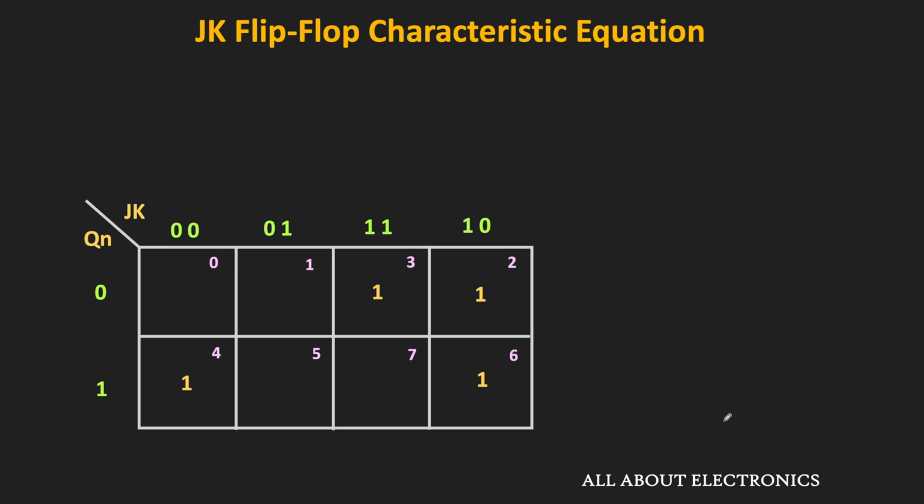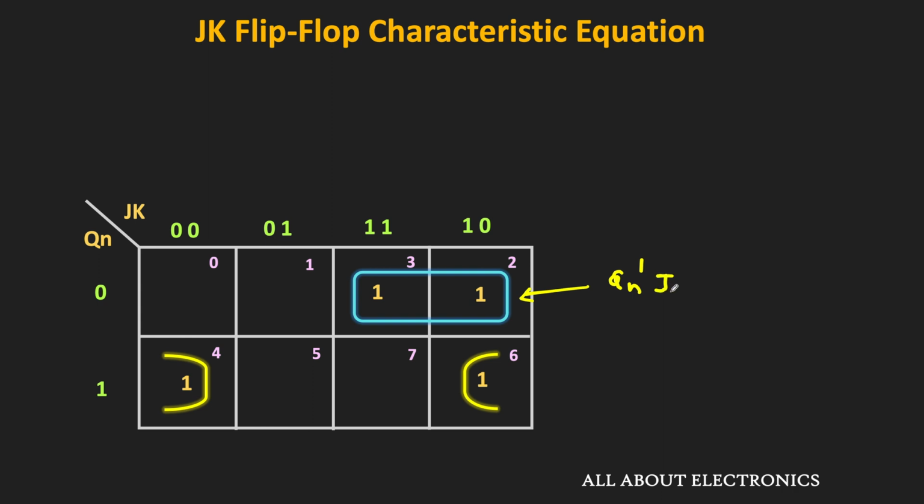As you can see, we can make a group of minterms M2 and M3. And likewise, we can also make a group of these two ones, that is minterms M4 and M6. Just by making these two groups, we are able to cover all the ones in the K map. So this group corresponds to Qn bar dot J, while this group corresponds to Qn dot K bar.